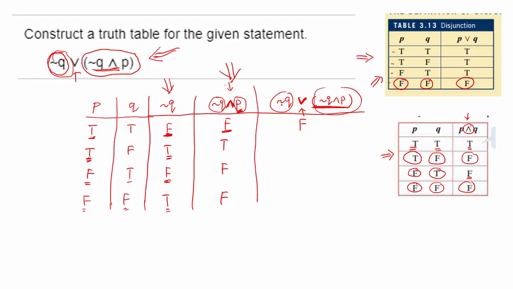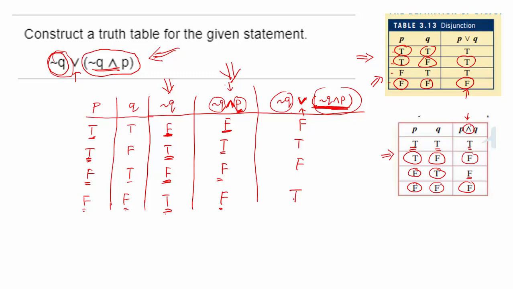Now you look at the second row. The negation of Q is true, and the truth value of this, as you can see, is true also. So you put a T here. And move on to the third. The negation of Q is false, and this is also false. So false, false, the or statement should also be false. So put an F here. Then the last combination. The negation of Q here is true, and the truth value of this is false. So you have a true, false combination, and the or statement should be true.